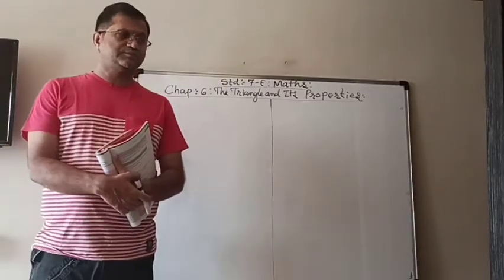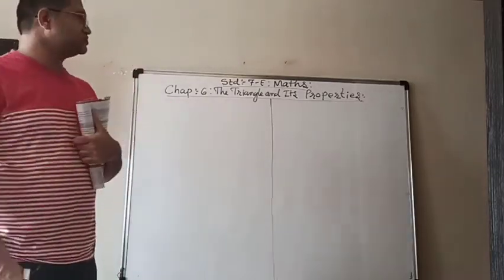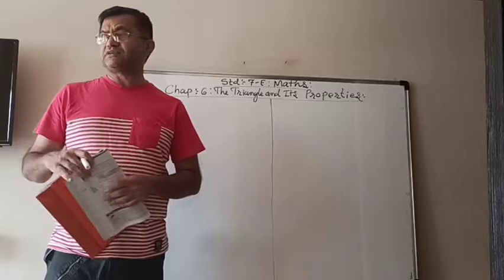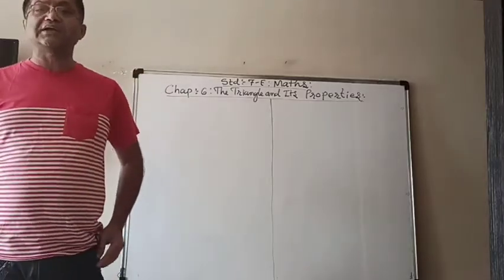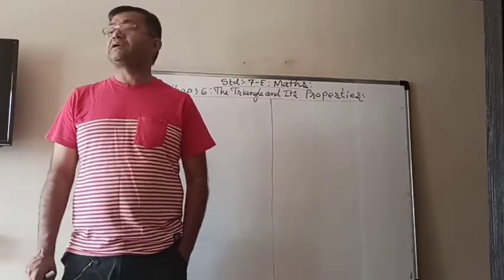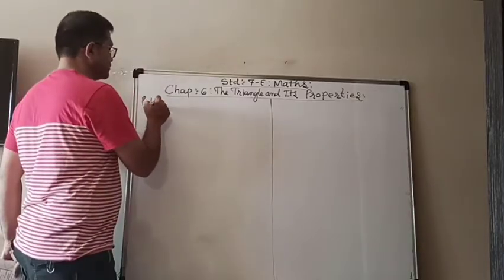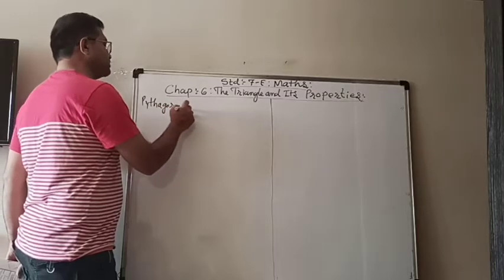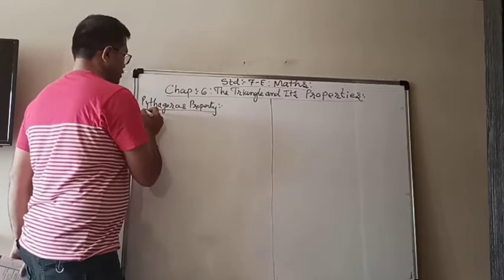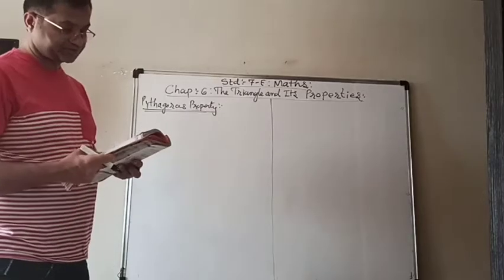7th English Medium Maths, Chapter 6, the triangle and its properties. Now, in the last session, we learned a very important property for the right angled triangle, and that is Pythagoras property. We already learned it, but we are going to recall it because on the basis of that we are going to do the examples and the exercise.